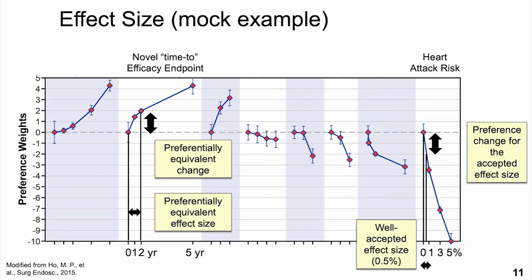So in this mock example, a change of 2 years in this novel time to efficacy endpoint is preferentially equivalent to the well-accepted effect size of 0.5% for heart attack risk. Again, these are made-up numbers, but the point is, if people trust the effect size for the heart attack risk, I can use that same trust for a now 2-year effect size for this novel time to efficacy endpoint. Now, this is certainly not the only way to come up with effect sizes, but it's one way you could use preference studies to inform them. Next slide.